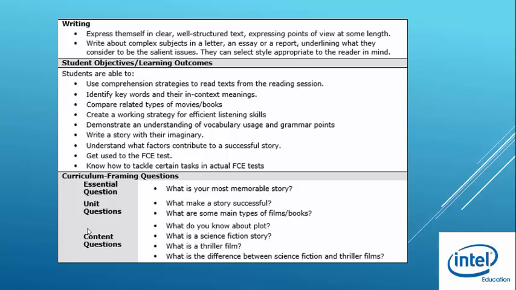to the essay test. The most important part in the unit plan is the curriculum framing questions, which contain 3 kinds of questions: the essential question, unit questions, and content questions.